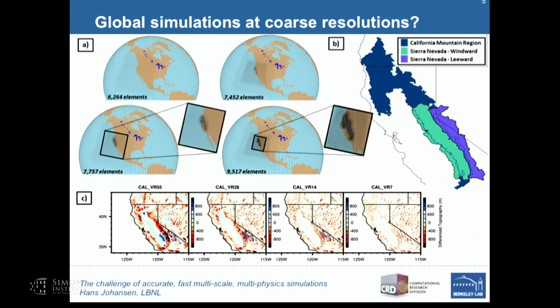At resolutions like this, San Francisco doesn't exist, the Bay doesn't exist, you don't see it, right? The coastal range doesn't exist. The Sierras are a small blip that goes about 1,000 meters up.